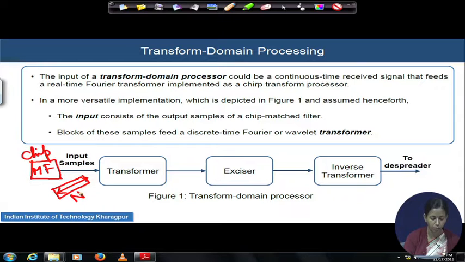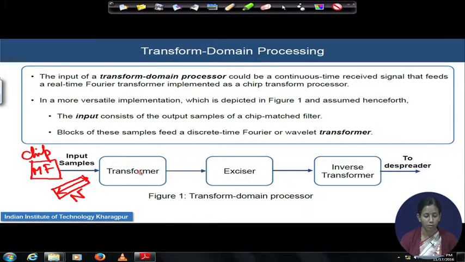Here we consider that the block of chips has a size of capital N, and the transformer denoted in this block may be a real time Fourier transformer, or it may be a wavelet transformer. This Fourier transformer may also be a discrete time Fourier transformer, or the wavelet transformer can come into the picture. After the transformer we have a block called the exciser. The output of the exciser will be fed into an inverse transformer, and the output of the inverse transformer will be fed to the despreader.